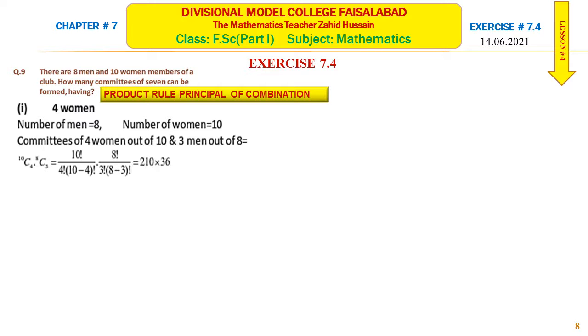Simplifying this, we will get 210 for this one and 56 for this one. Multiplying these two, we will get 11760. You can further simplify by using one or two more steps, or use a calculator to find 210 and solve this to get 56.